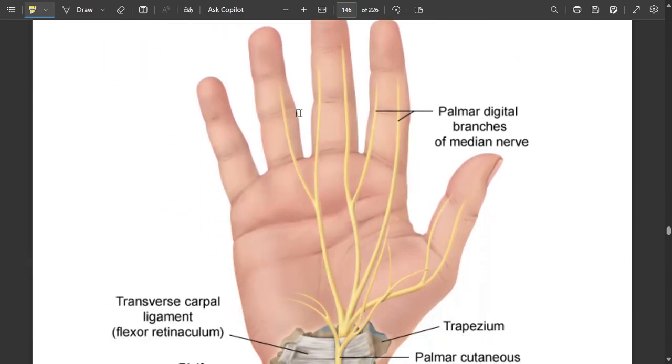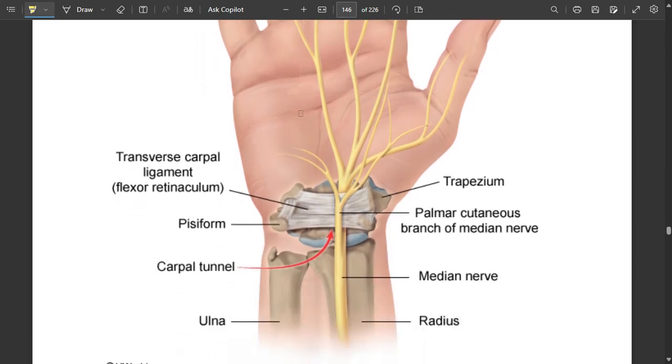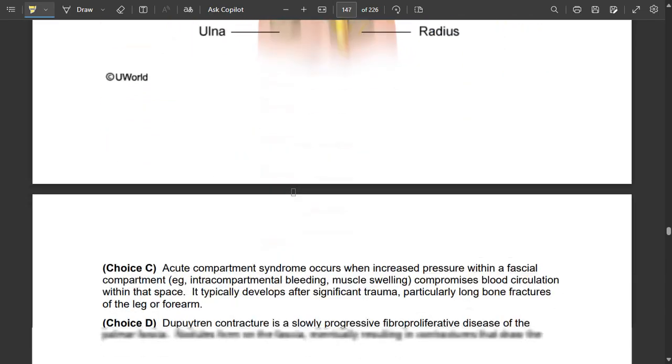Okay, the palmar digital branch of the median nerve. The trapezium is present here, and this is the median nerve. This is the radius, and the median nerve is present here. Above the carpal tunnel there is the palmar cutaneous branch of the median nerve, so it does not impair the cutaneous supply, while below the carpal tunnel, behind the transverse carpal ligament, which is the flexor retinaculum, the motor supply of the median nerve passes, and so the symptoms are produced.